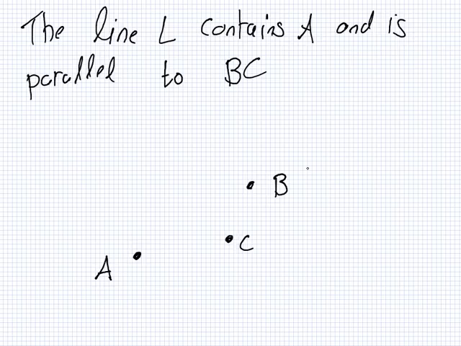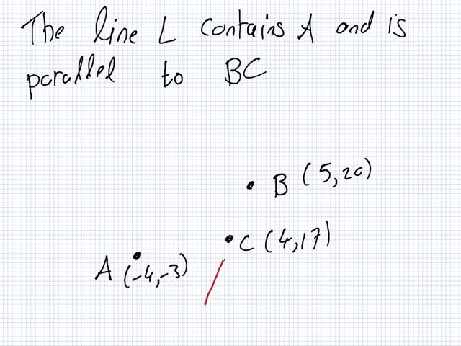So let's say B is (5, 20), C is (4, 17), and A will say is (-4, -3). So what I have is a line from B to C, like this. And I have a line L, which is parallel to BC, and it contains A. So it's parallel to BC, and it contains A. This is line L. It's parallel to this line, which is BC. B is 5, 20 and C is 4, 17.